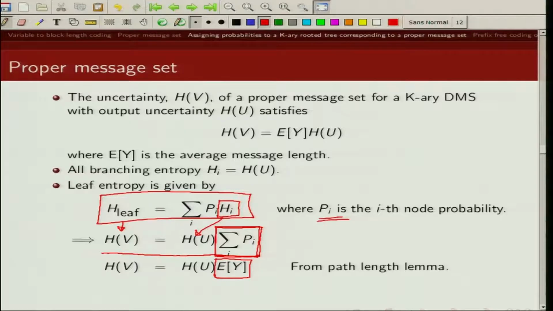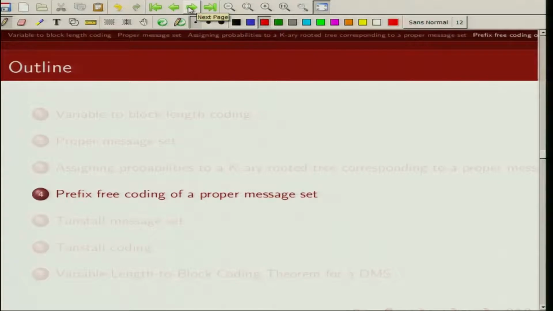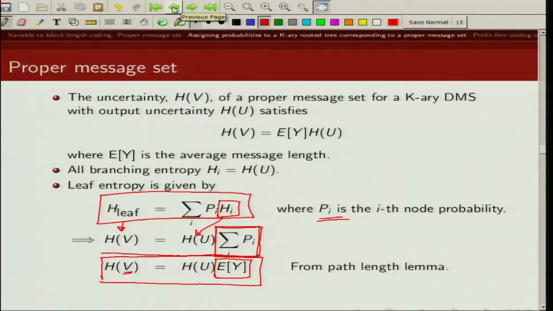So what I have shown you is that the uncertainty associated with the parsed message source for a proper message set is given by this relation. It's the uncertainty in the source letter multiplied by the expected value of Y, which is the length of the parsed message. Now we have talked about the relation between the entropy of the parsed message and the uncertainty associated with the source letter.